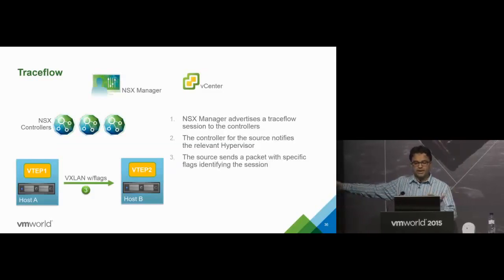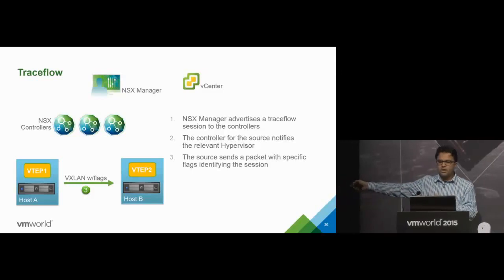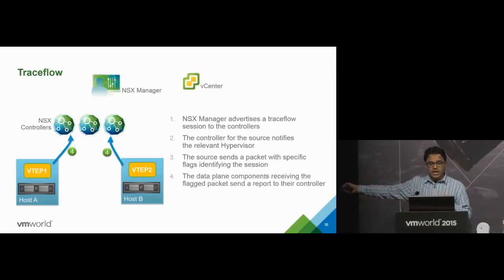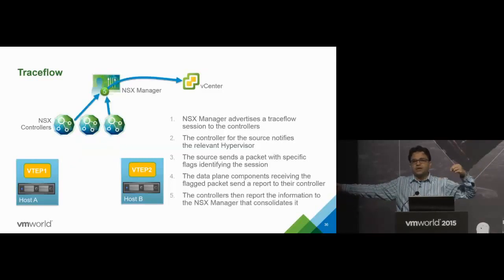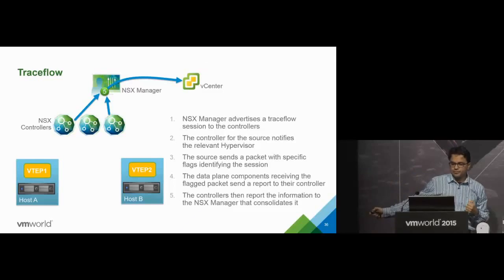This is a special packet, as you can see in number 3. It goes to the destination, and while it is traveling inside the software stack, it reports all the observations back to the controller. The controller receives the information and feeds it into NSX manager, and you see it in a nice GUI fashion.